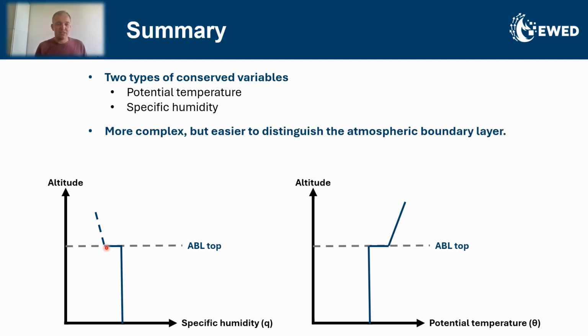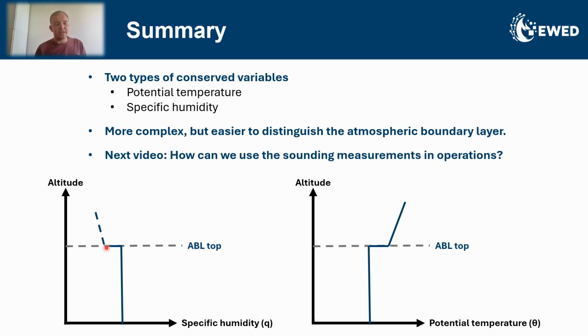I realize that it's more complex, but I hope I've been able to show that it's much easier to distinguish the atmospheric boundary layer and the potential plume height than using skew-Ts. In the next video, we will see how we can use knowledge from these sounding measurements directly in operation. So how can we detect at that moment how well our prediction is actually doing compared to the measurements that we do in the field.